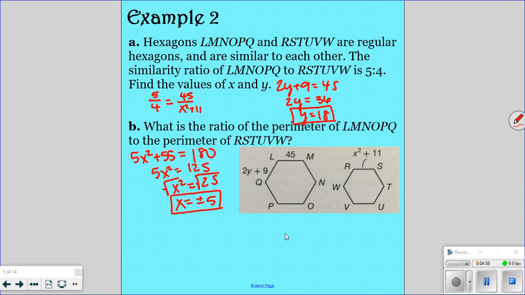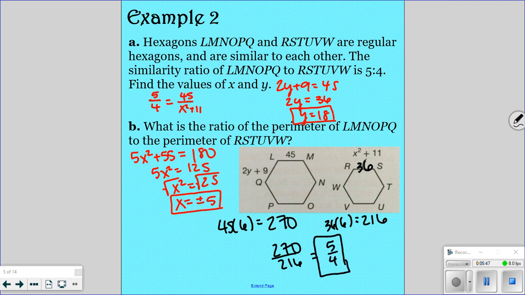Now we're supposed to find the ratio of the perimeters. So for this one, the whole perimeter is going to be 45 times 6, which is 270. And the perimeter over here, well, 5 squared is 25 plus 11. That's 36. And if you multiply 36 times 6, you get 216. And it wants to know the ratio of this perimeter to this one. So 270 over 216 reduces to 5 over 4. And so that would be the ratio of your perimeters.